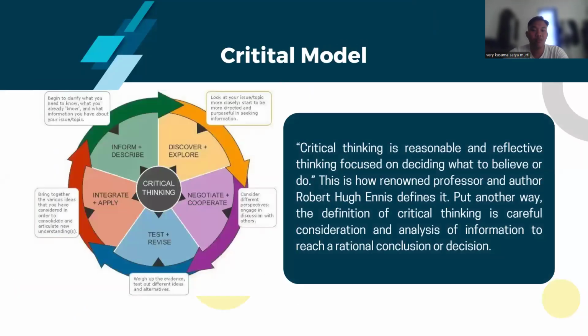Next is the critical model. Critical thinking is reasonable and reflective thinking focused on deciding what to believe or do. This is how the renowned professor and author Robert Ennis defined it. Put another way, the definition of critical thinking is the careful consideration and analysis of information to reach a rational conclusion or decision.